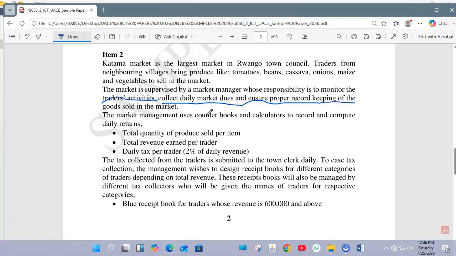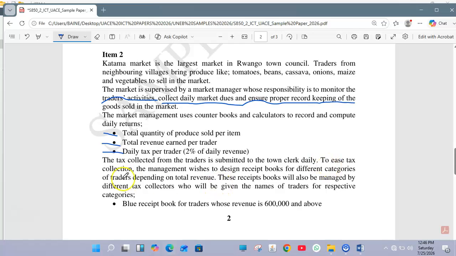The management uses counter books and calculators to record and compute daily returns, such as total quantity of produce per item, total revenue earned per trader, and daily tax, 2% on daily revenue. The tax collected from the traders is submitted to the town clerk daily.